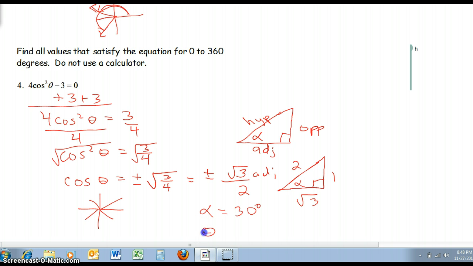So theta could possibly be 30 degrees or 180 minus 30. So it could also be 150 degrees or 180 plus 30 degrees. So it could be 210. Or to get the last one, I'm going to do 360 minus 30, so it could be 330. So this is how we can solve trig equations with and without a calculator.